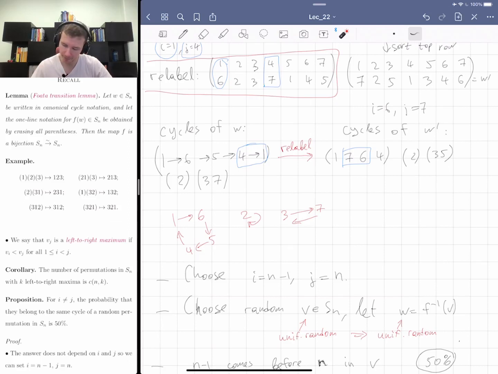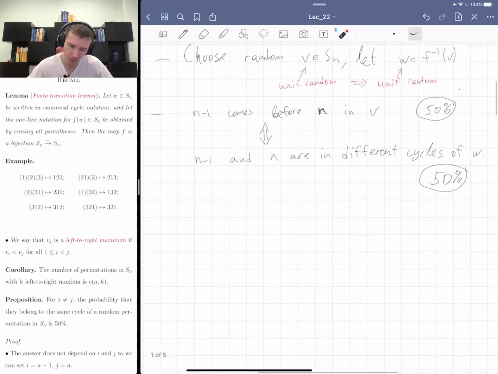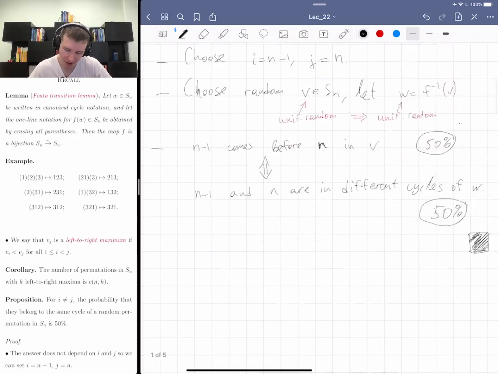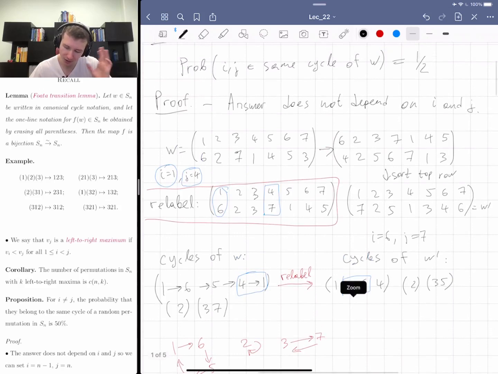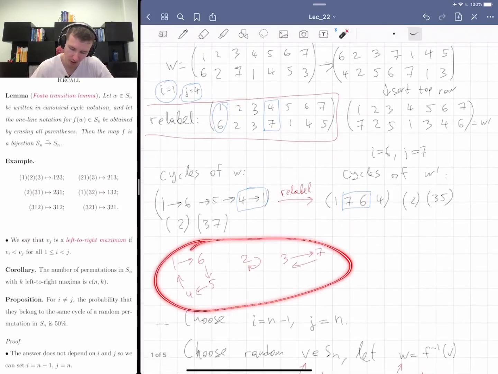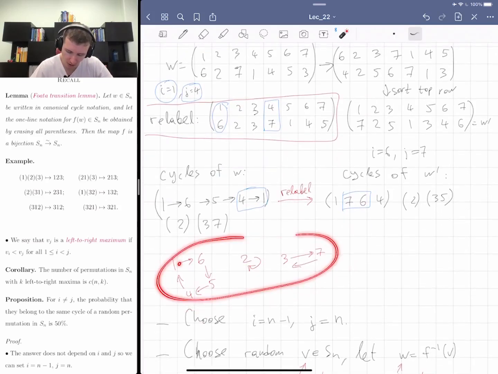Okay. And yeah, that's the end of the proof. And yeah, sorry for not being very clear with this relabeling stuff. But if you just try to think about it, the answer should not depend on i and j just because it's the whole problem. Yeah, I think this picture is the best explanation. You can first choose the arrows, and then you can choose the labels in any way you like.